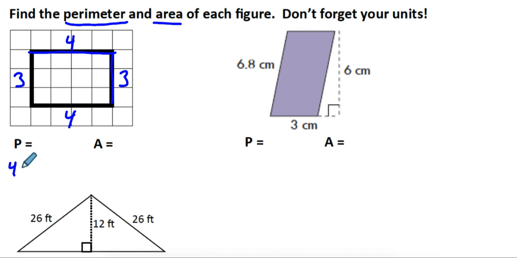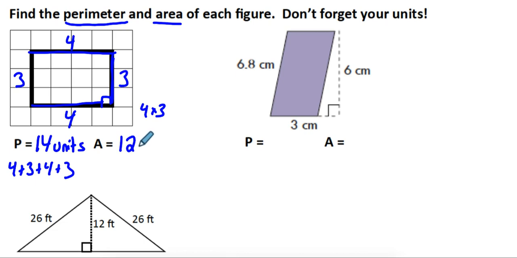For perimeter, you just add them up. 4 plus 3 plus 4 plus 3. That's going to give me a total of 14. And since they don't tell us the units, we just use the generic word units. For area, we're going to multiply base times height, because they meet at a right angle. So 4 times 3 is 12. But remember, anytime we're dealing with area, it's always units squared, because I multiplied 2 units together.